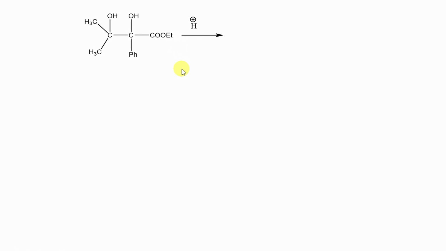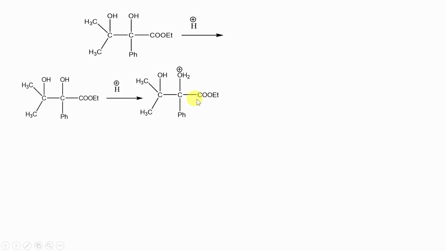You can see if proton attack takes place on this hydroxy group, then we will get this protonated pinacol. By removing water, we will get this carbocation. But you can see this positively charged carbon atom, or electron deficient carbon atom, is attached to this electron withdrawing group, an ester group, which is strongly electron withdrawing, and hence this carbocation is less stable.